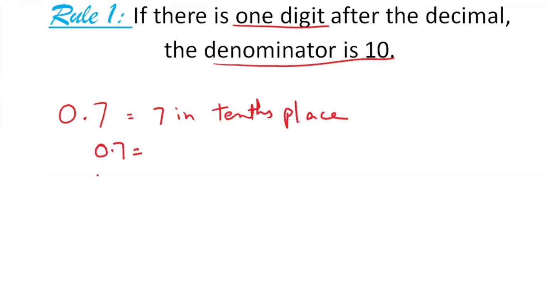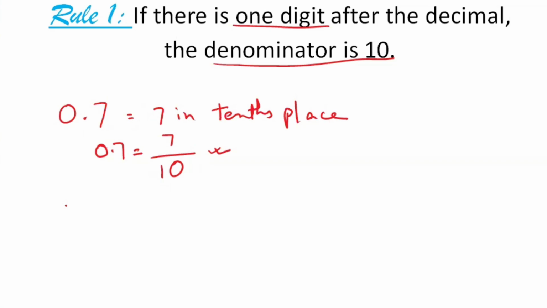0.7, if we turn it into a fraction, there is only one digit, it means 7 over 10. This is the fraction. Can we simplify it? No, because 7 and 10 have no common factor except 1. That's why we can't simplify it further. So 0.7 is equal to 7 over 10.